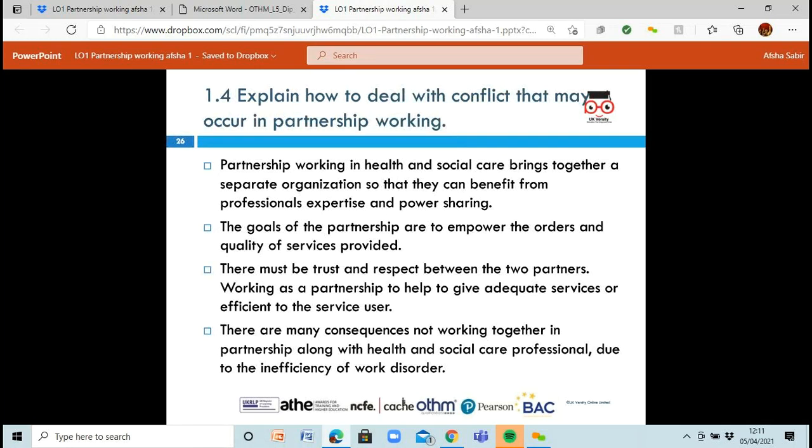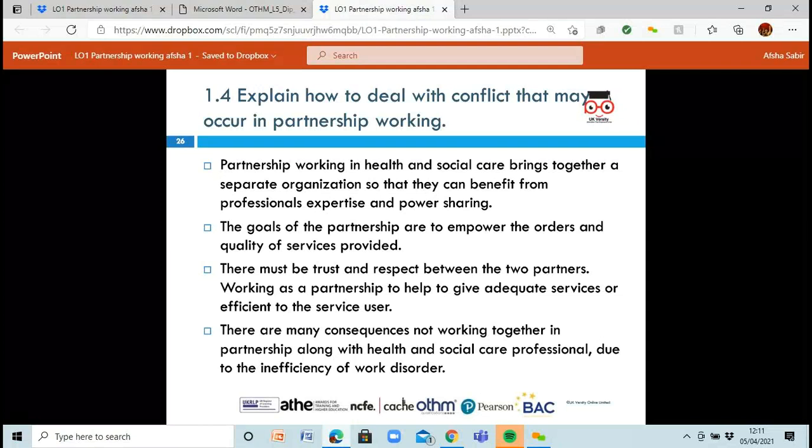So we're going to look at explain how to deal with conflict that may occur in partnership working. On this, we're going to look at how health and social care work actually brings together separate organisations so that they can benefit from their professional expertise and the power sharing and so on, so they can work together and have a bigger pool of talent.